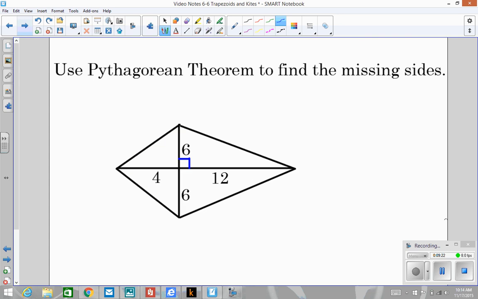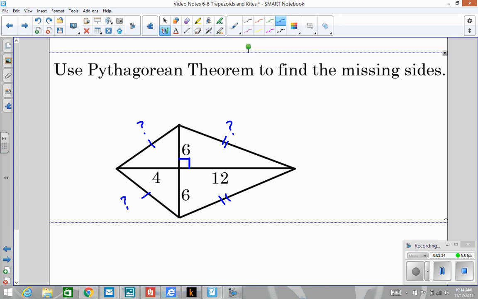Alright, so because the diagonals of this kite are perpendicular, you need to be able to do this on your homework and on your test. I'm going to ask this kind of question. So we want to find the length of this side, and this side.